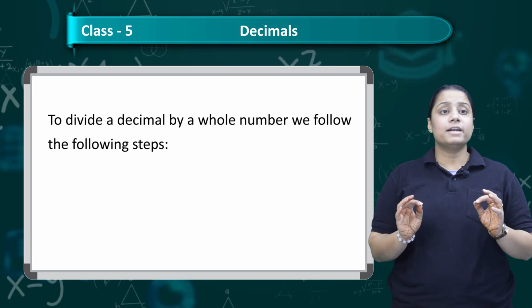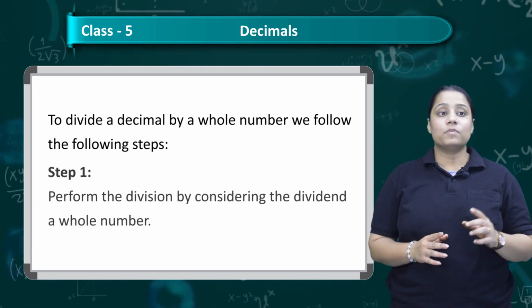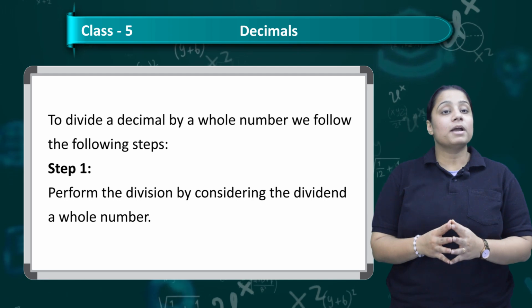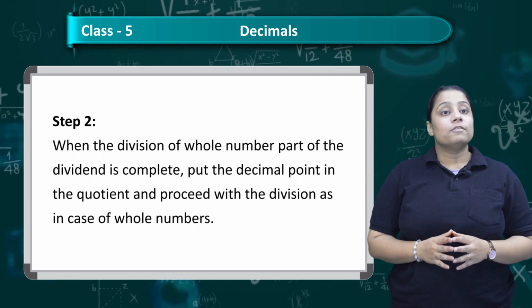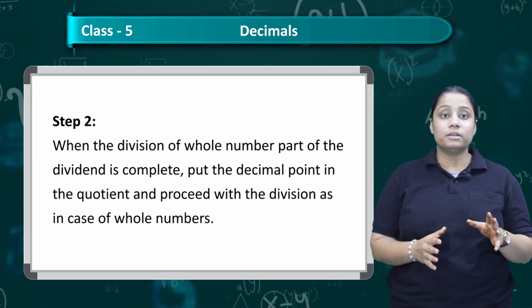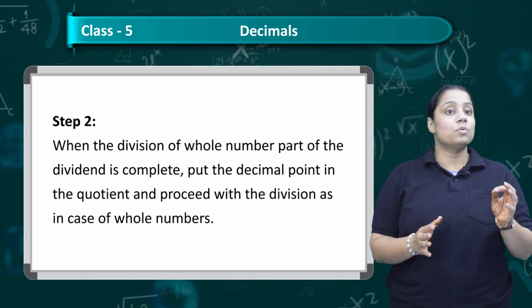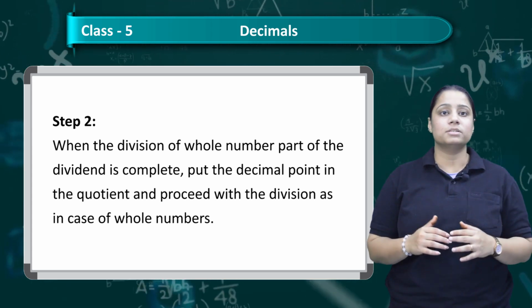Division of decimals. Division of a decimal by a whole number. To divide a decimal by a whole number, we follow the following steps. Step 1. Perform the division by considering the dividend a whole number. Step 2. When the division of the whole number part of the dividend is complete, put the decimal point in the quotient and proceed with the division as in the case of whole numbers.